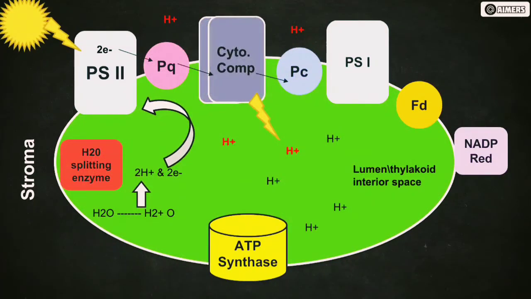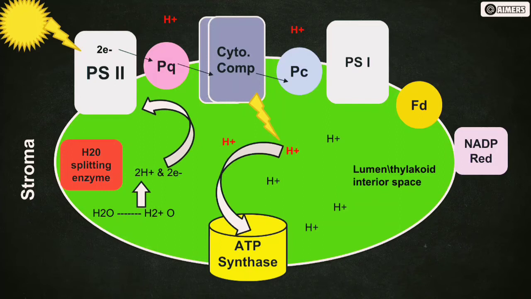Now the concentration of H positive ions in the lumen is much greater than that in the stroma. Now students, what happens next is that these H positive ions are now present in the lumen. All the energy which was present in the electrons is now transferred to the H positive ions, stored in the H positive ions. And what is the stored energy called? The stored energy is called potential energy. That's why we say that these H positive ions are now a source of potential energy which they got from the excited electrons.